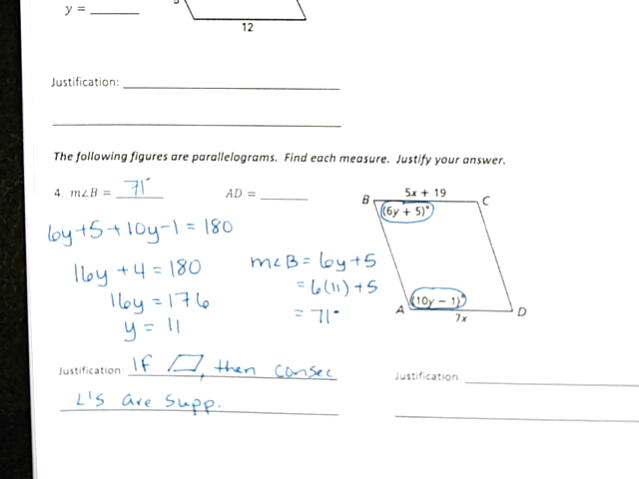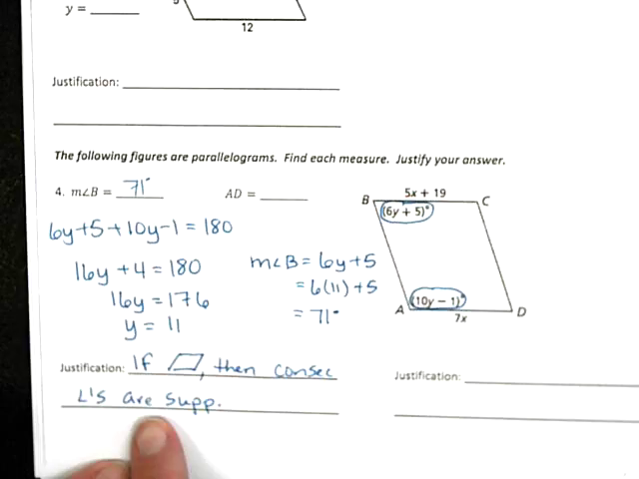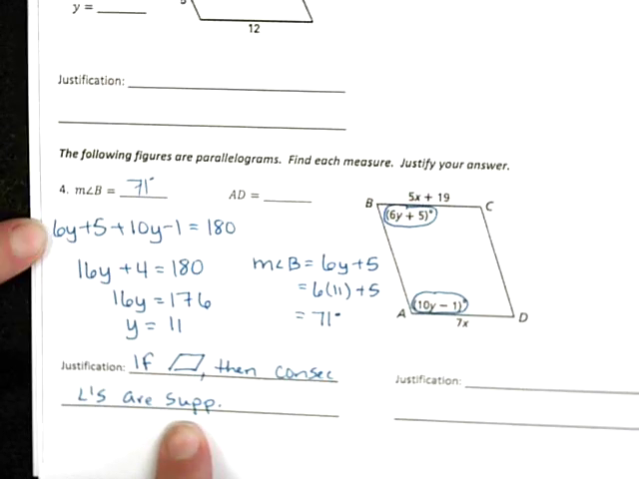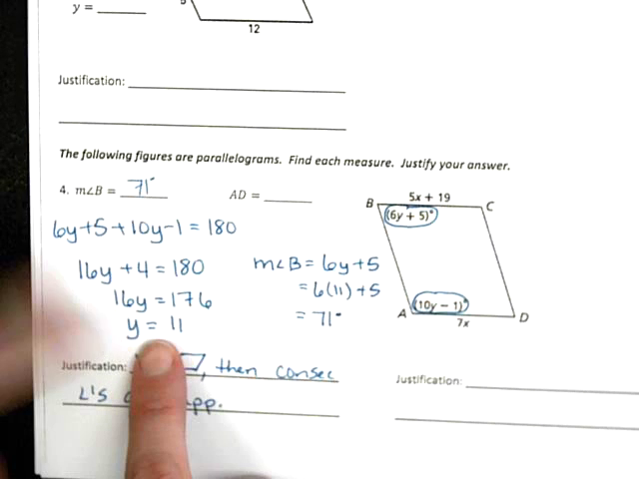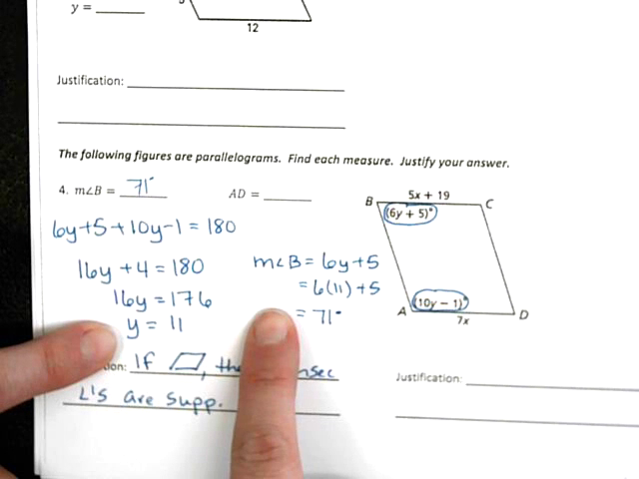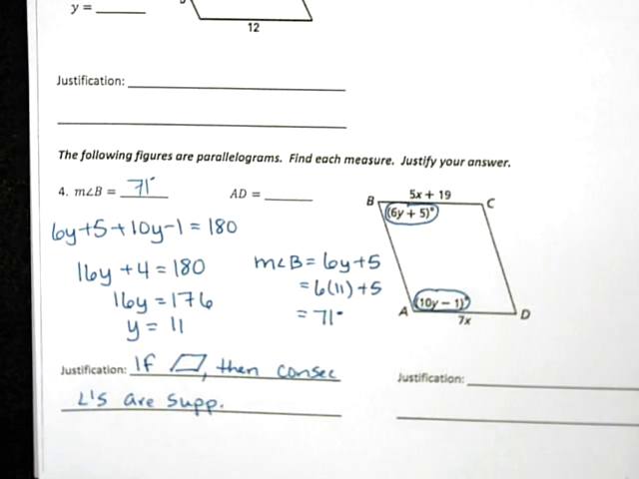Okay, all of that work came because of this justification. If parallelogram, then consecutive angles are supplementary. That's why I could add my two angles together to 180, and then I just solve for y and plug it back in. Cool? Now I need to look at AD.